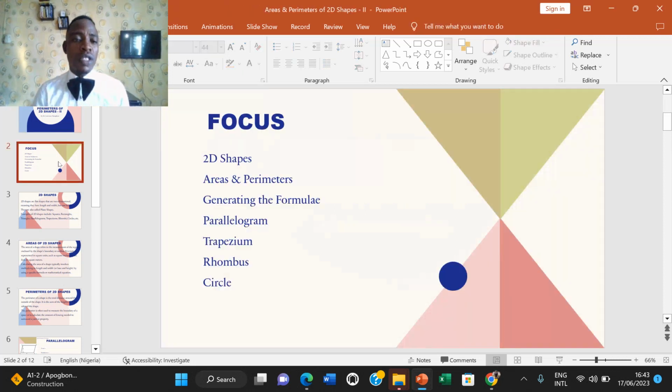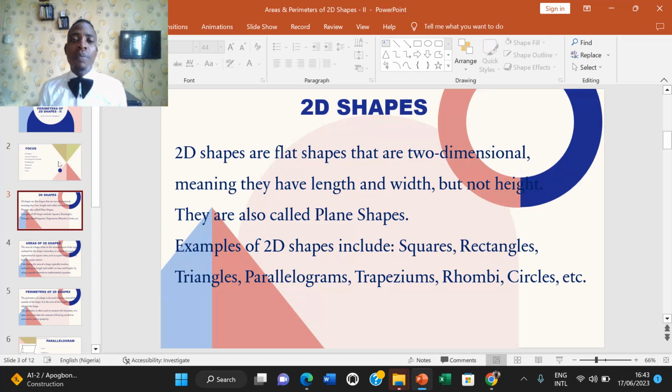So my focus is on 2D shapes, areas and perimeters, generating the formulae for the parallelogram, trapezium, rhombus, and circle. 2D shapes are flat shapes that are two-dimensional. Just a recap of what I shared in the first lesson: they have length and width but not height. They are also called plane shapes. Examples of 2D shapes include squares, rectangles, triangles, parallelograms, trapeziums, rhombi, that's the plural, then circles, etc.